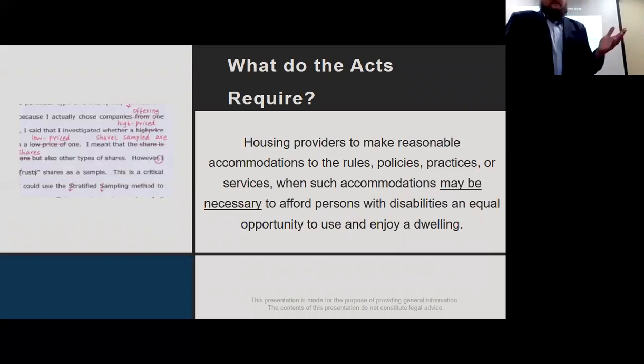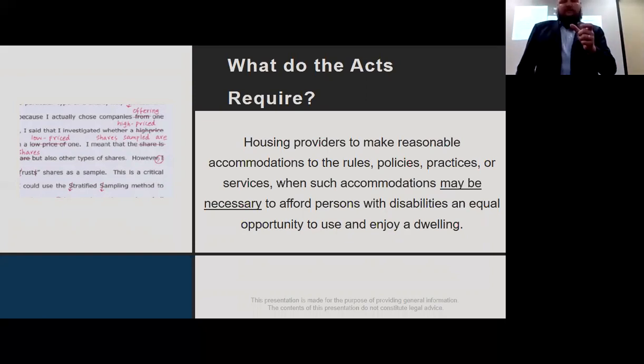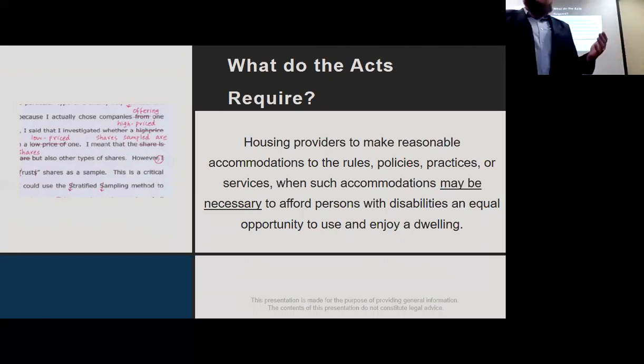So what does the FHA require? You have to have housing providers making reasonable accommodations that may be necessary to provide them, and really the whole goal there, that last part of that sentence, is an equal opportunity to use and enjoy the dwelling.